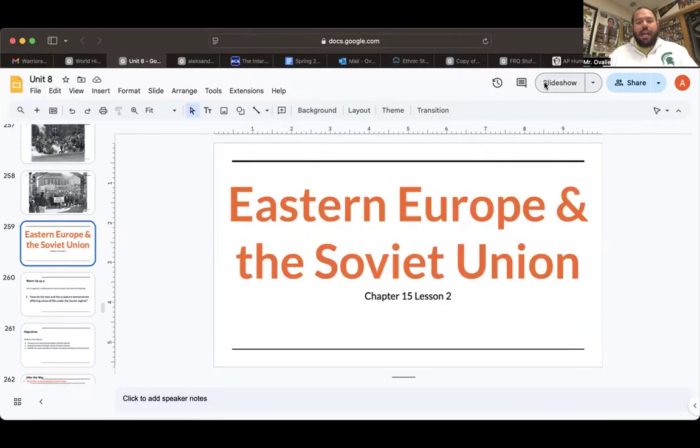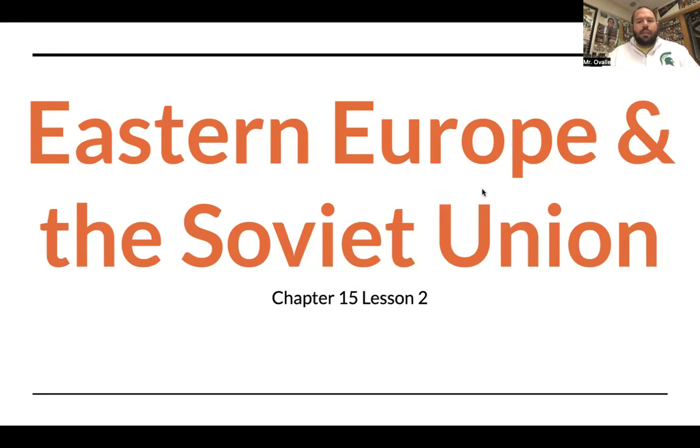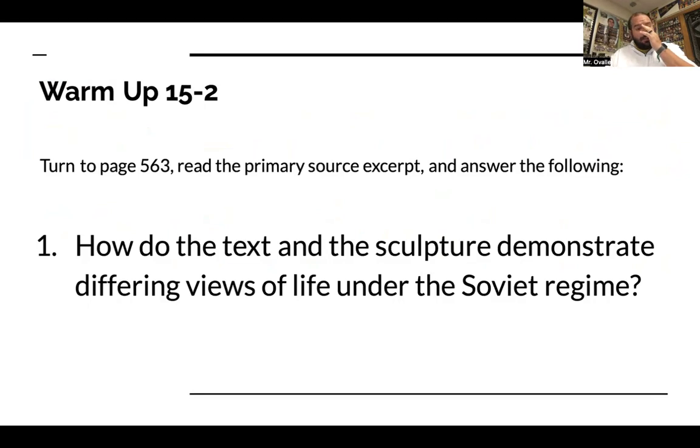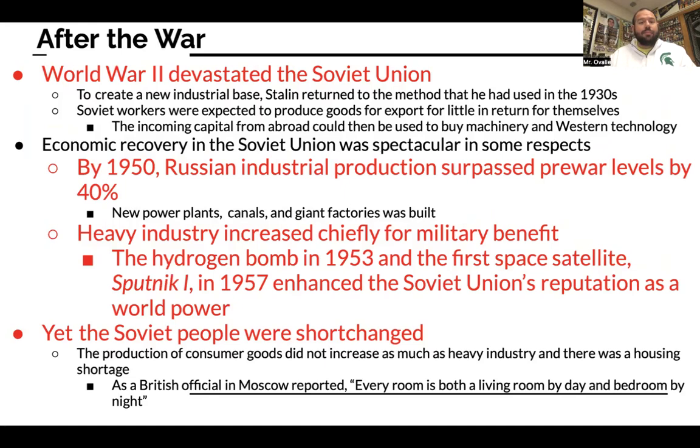All right. Chapter 15, Lesson 2. Write the title down. That was your warm up. So we're going to compare and contrast Soviet leaders and their policies, summarize aspects of Soviet control of Eastern Europe, and identify the causes and effects of Eastern European resistance to Soviet control. Didn't think you'd hear that word before.